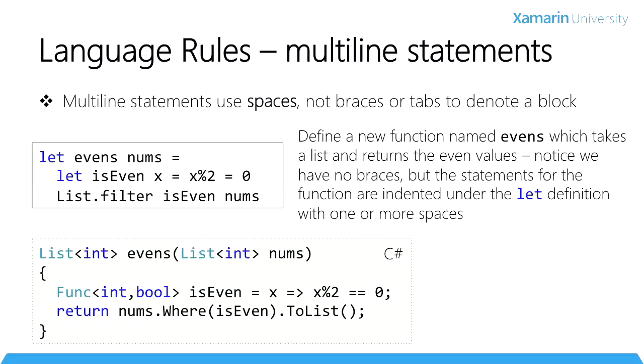There's a lack of curly braces, which makes for cleaner, easier to read code at a glance. There's a lack of boilerplate code. And as you can see here in the sample on the slide, we define a new function named evens, which takes a list of integers and returns only the even numbers. We use spaces to push the body of the function definition under the assignment, and this is how F# knows the code to associate. For comparison, you can see the same function implemented in C# using a LINQ expression.